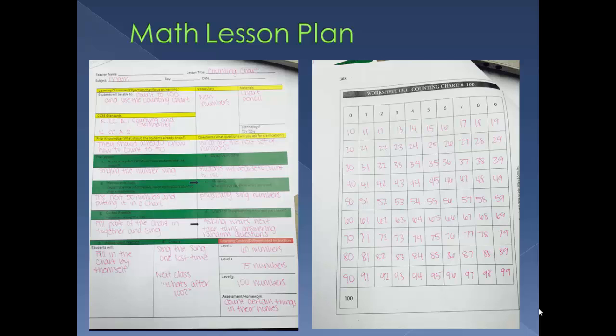Independently, students will be able to fill out the chart by themselves. And to close, we'll sing the song one last time together. On their own for homework, we will have them count certain things that they find in their homes and share it the next day.